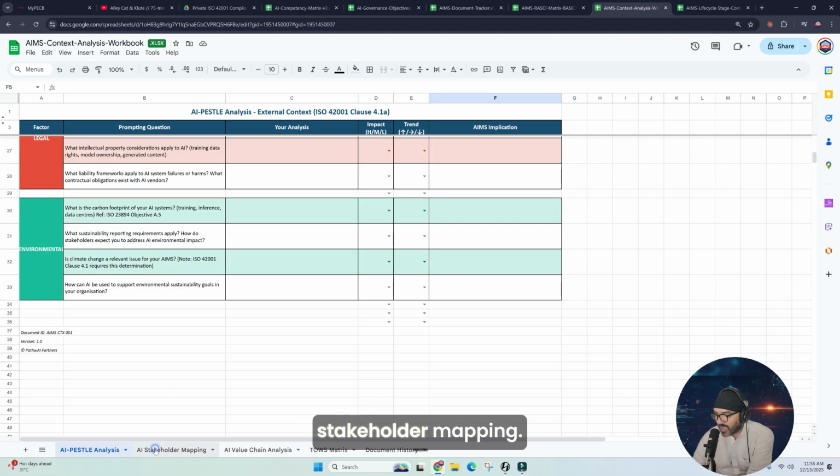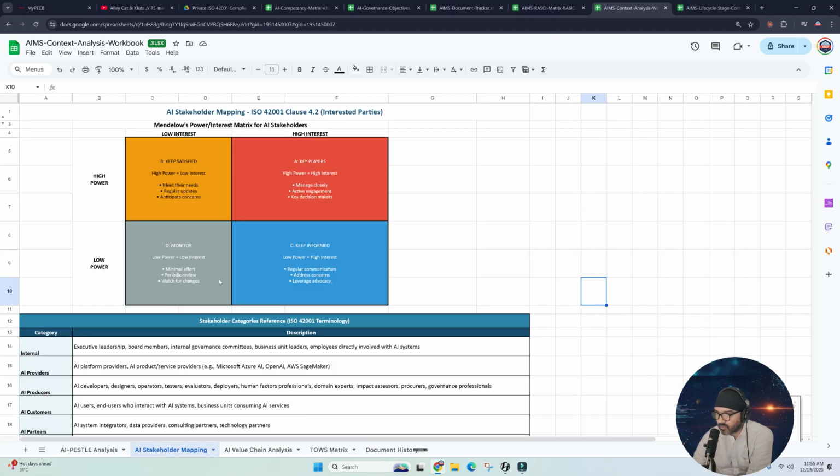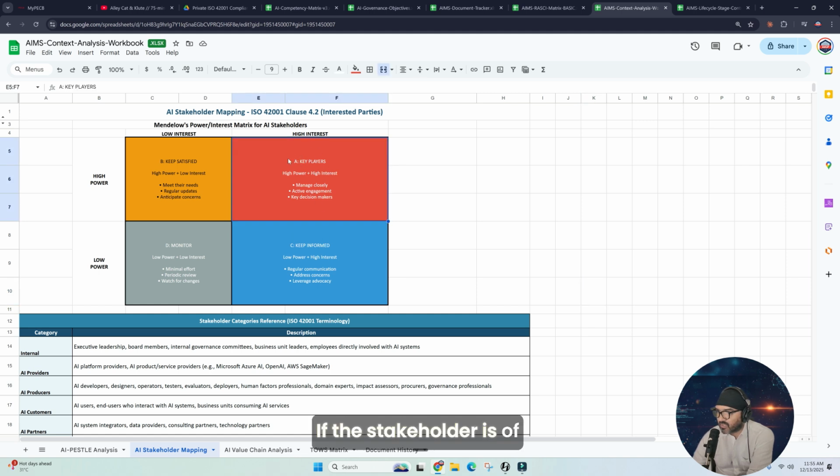And then we can go to AI stakeholder mapping. And this is based on Mendelow's power and interest matrix for AI stakeholders. So it's basically just showing you that if the stakeholder is of high interest and high power, you need to manage them closely, engage actively, and these are the key decision makers.